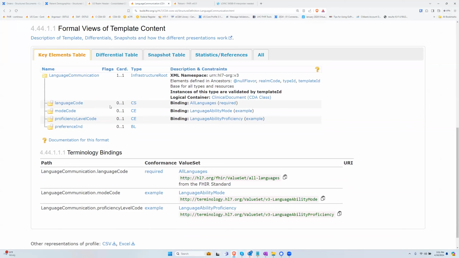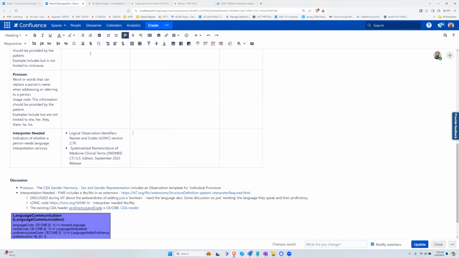Right, yes. In a world where all you had was a preferred language, then you'd want an interpreter needed flag. My preferred language is Spanish, which doesn't tell you whether I can speak English or not. Well, no, you can send multiple. I'm saying in the USCDI world, where all I have is this preferred language. You're right, in CDA we have the ability to say I could speak Russian, Ukrainian, Spanish, and I can't speak English. Okay.